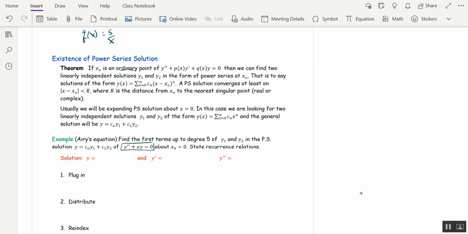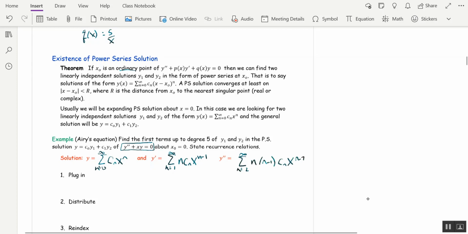So we're going to start by assuming y is the sum, n equals 0 to infinity, of Cn x to the n. That will always be our start if we're centered at 0. So y prime will be the sum, n equals 1 to infinity, n Cn x to the n minus 1. And y double prime will start at 2: n equals 2 to infinity, n times n minus 1, Cn x to the n minus 2.